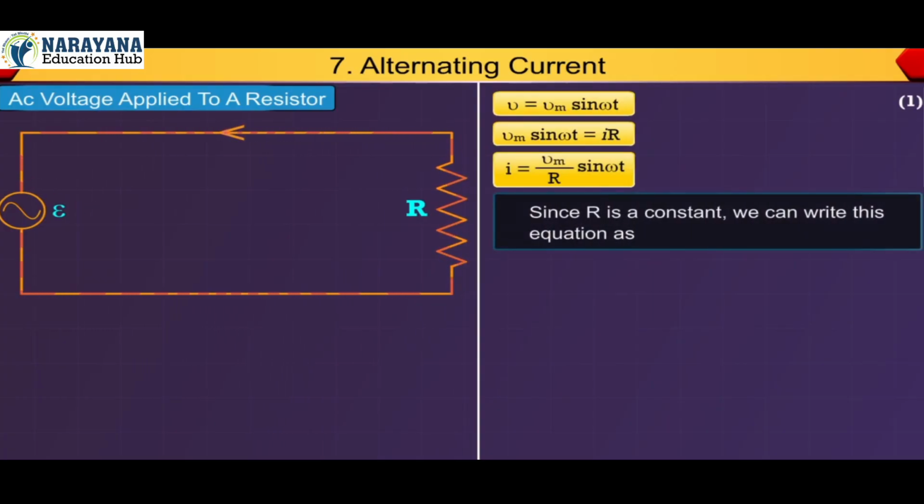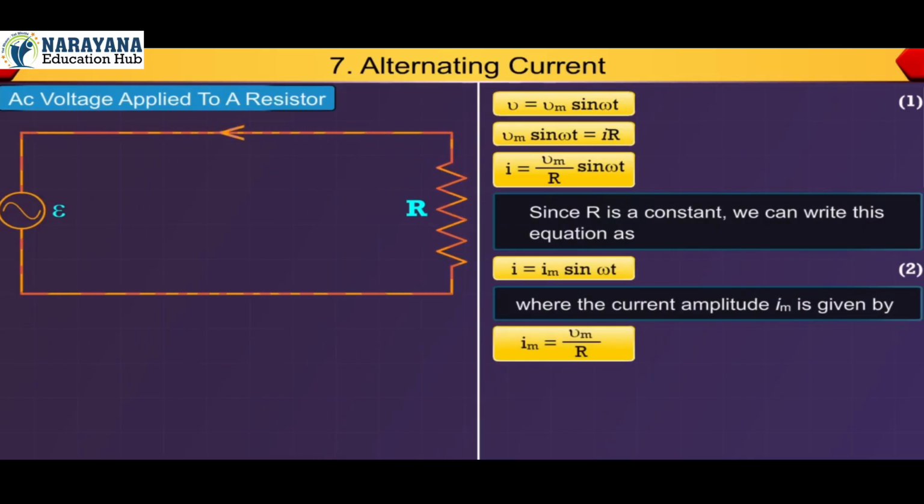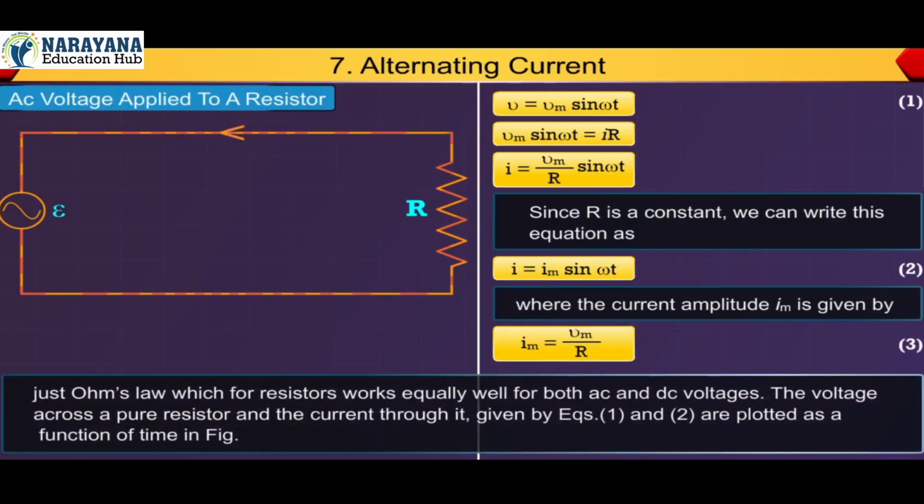Since R is a constant, we can write this equation as I = Im sin ωt, equation 2, where the current amplitude Im is given by Im = Vm/R. Equation 3 is just Ohm's law, which for resistors works equally well for both AC and DC voltages.